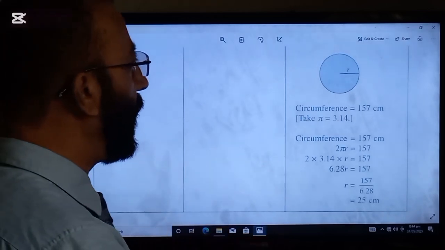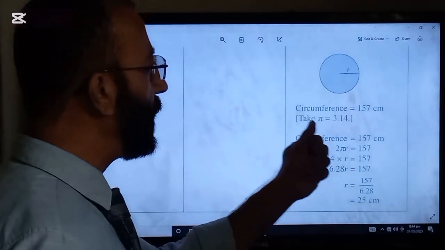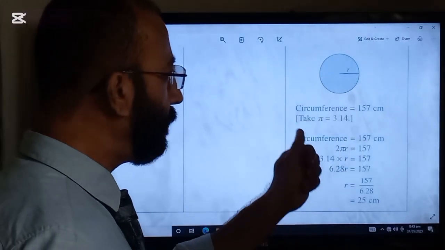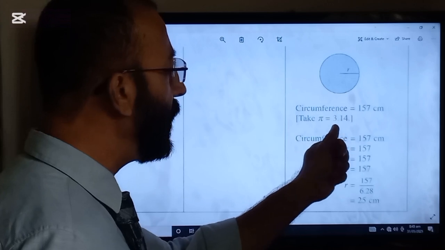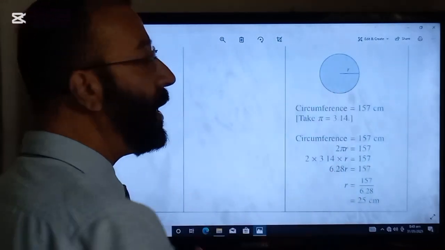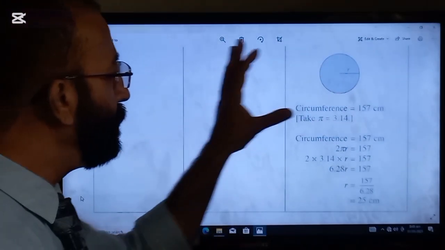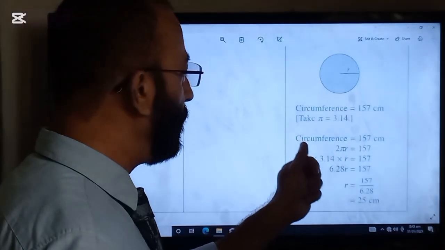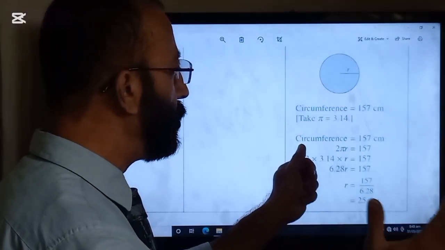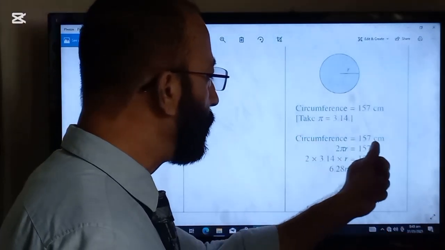Suppose we have another question of the circle. Circumference is given. Take pi equal to 3.14. The requirement is to find the radius of the circle. So we will put the values into the formula. We know circumference is equal to 2 pi r.